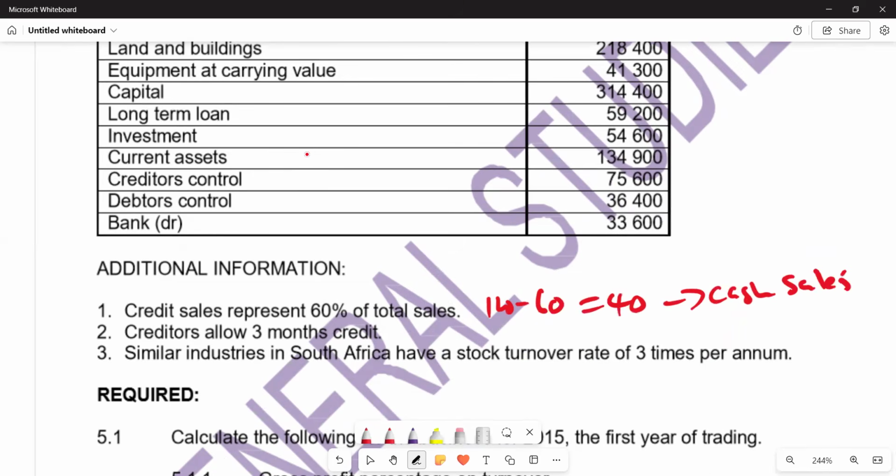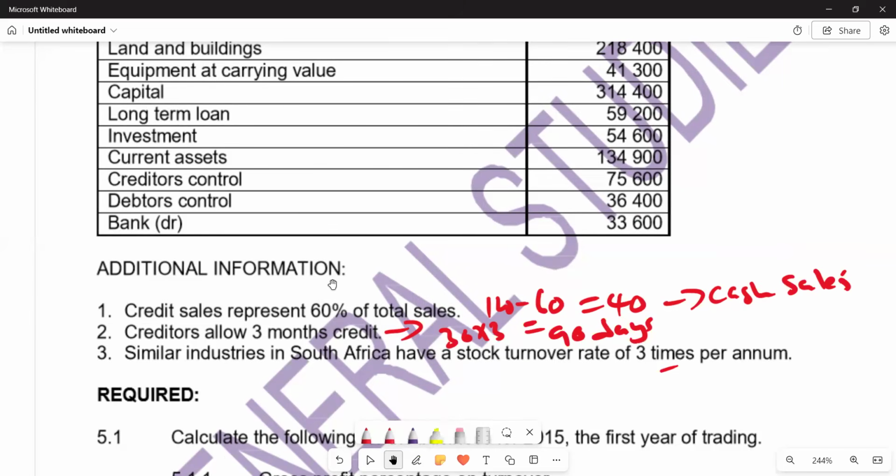Then we've got number two, saying credit is allowed 3 months credit. So 3 months credit in particular means that on average every month is 30 days. If you say 30 times 3, you are going to get your 90 days. So it means the credit term is 90 days. The last part says similar industries in South Africa have a stock turnover rate of 3 times. So you can just take note, because we might be told to interpret in the question, and then we apply that. Then on the required part, we are now trying to see what questions we have.